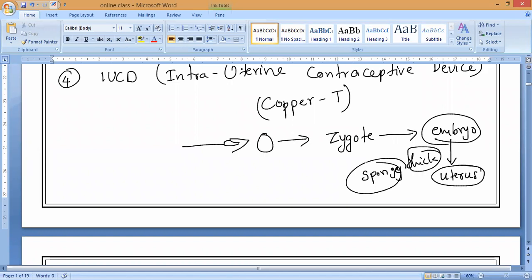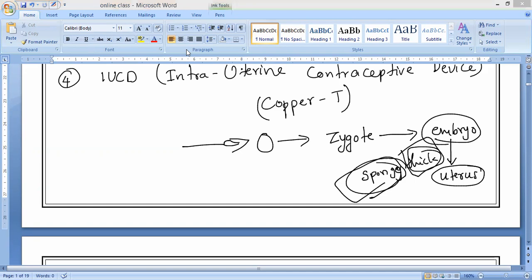Now this copper T is a device. They will place it directly into the female reproductive system, that is the uterus, and it will clean this spongy, thick-like substance. Did you understand what I'm saying? They will remove all the blood and everything present there which helps the implantation of the fertilized egg. Understand, guys? So the implantation of the fertilized egg is not possible in the uterus, and it comes out through vaginal bleeding. That is what we call IUCD.